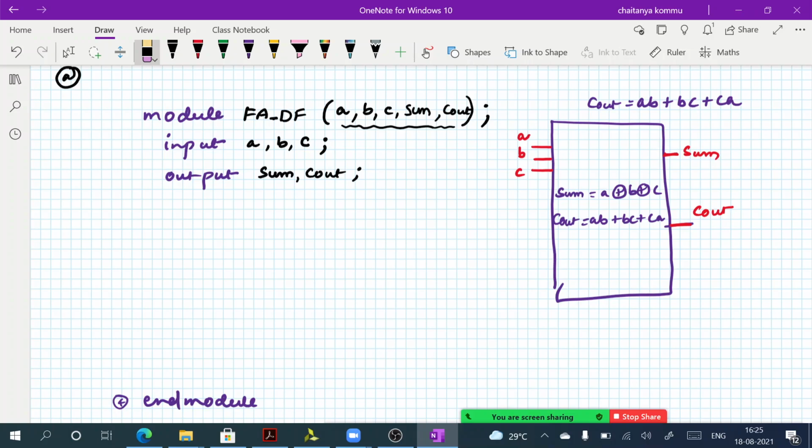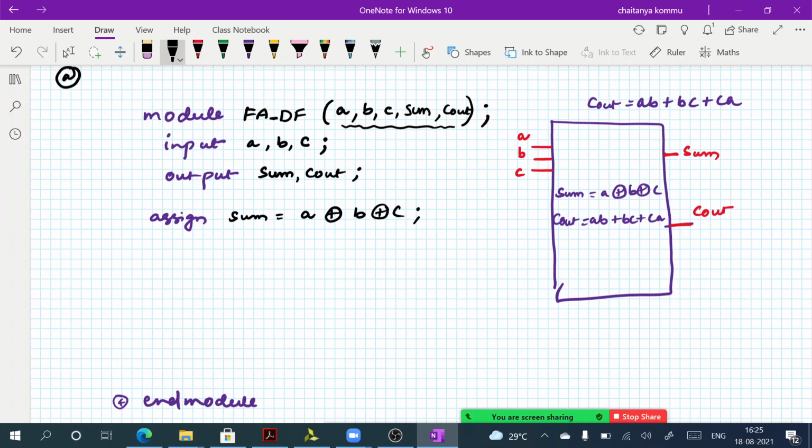By using the statement called the assignment statement, I can introduce or use these Boolean equations, something like this. Assign is the keyword that I have to use. Assign the sum signal is equal to A XOR B XOR C.